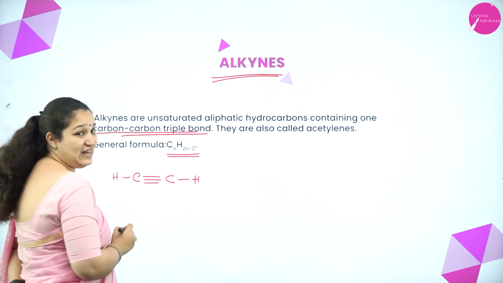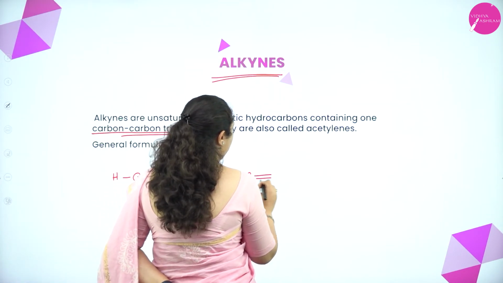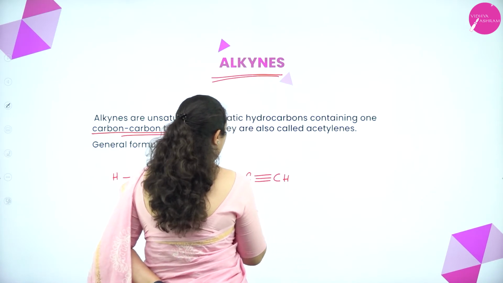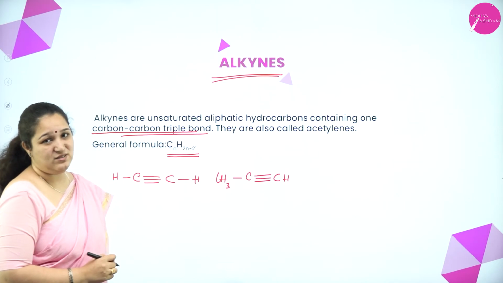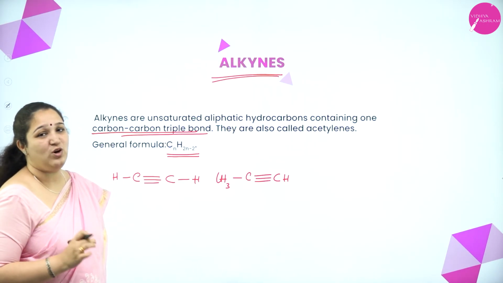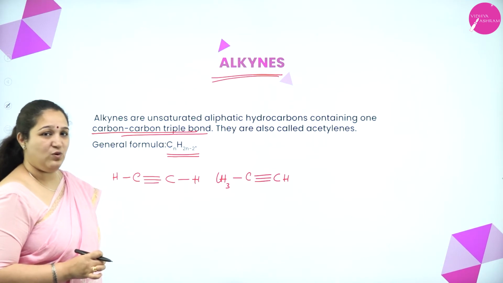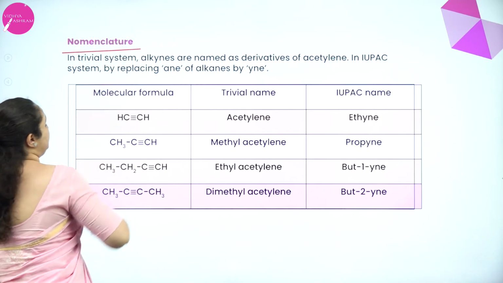Example I can give, carbon with carbon triple bond, so this is ethylene or ethyne. Then I can write carbon with triple bond CH, one more CH3. This is propyne, etc. So if they contain a carbon-carbon triple bond, we call them alkynes. Okay. Next is about the nomenclature.